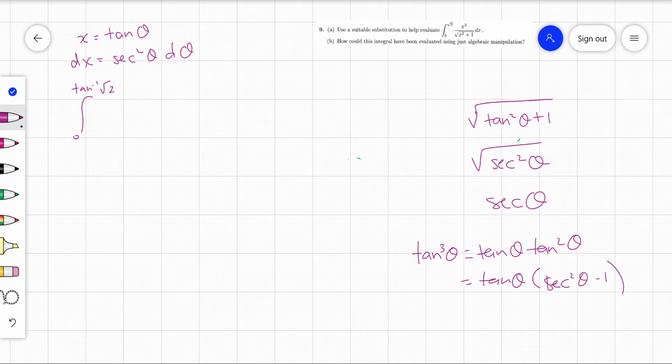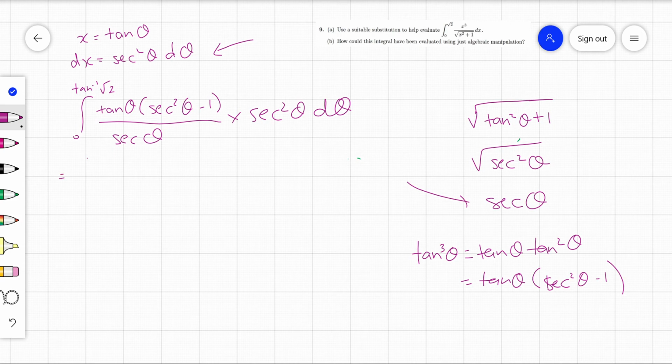So that's what we're going to put instead of the x cubed: sec squared theta minus 1. Now you can see on the bottom we're going to have our sec theta. And from here, dx equals sec squared theta d theta.